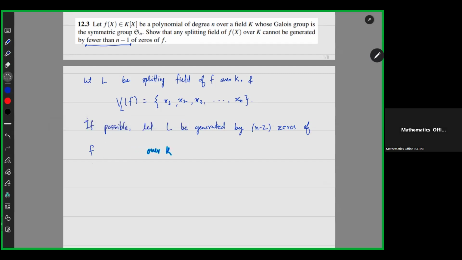As a field over K, and without loss of generality, after some permutation of roots, we just assume that L is equal to K(x1, x2, ..., xn-2). We are just testing these elements x1, x2, up to xn-2.